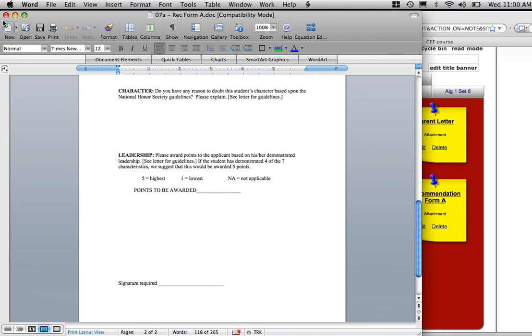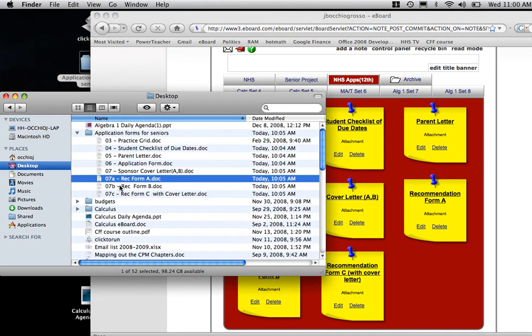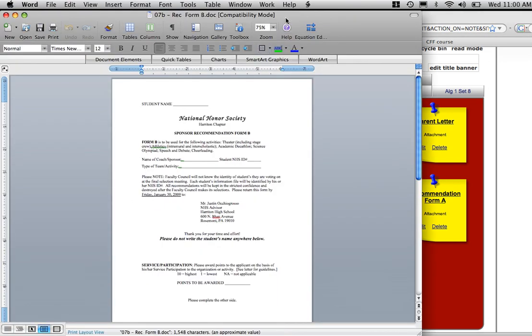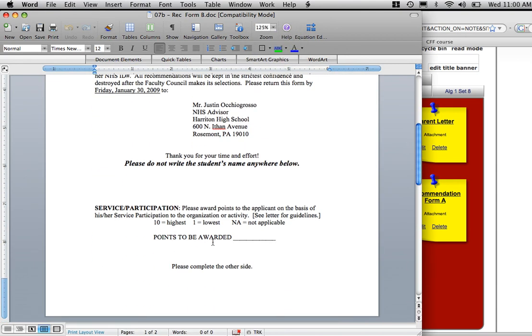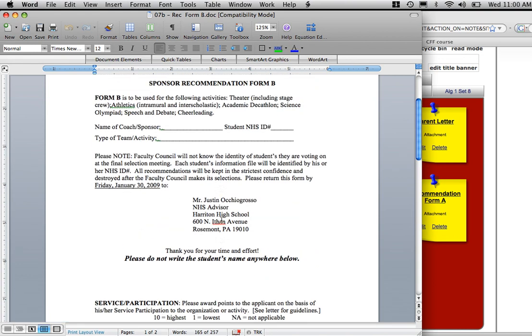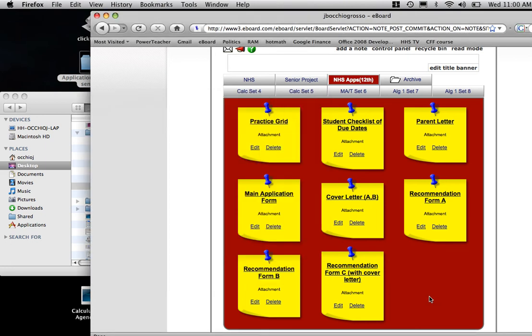signature is required. Now, if you are on a B activity, that's recommendation form B, which is back here, it's basically the same exact form, but if you notice on the bottom here, 10 is the highest and 1 is the lowest, instead of 5 being the highest. And then you give that to a B, and then any form C's are down here.